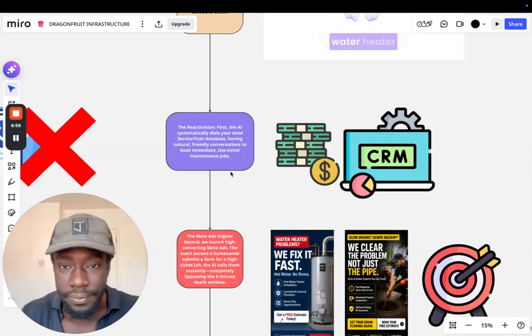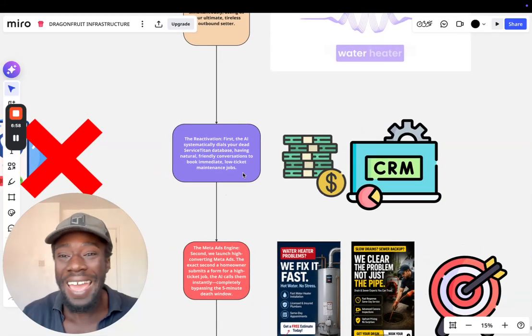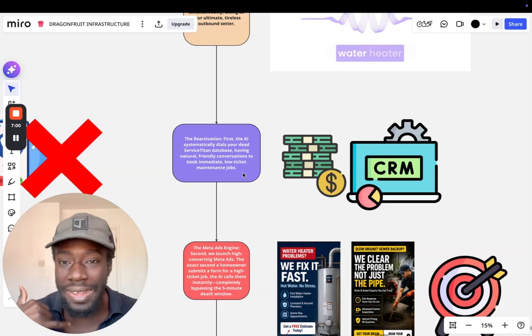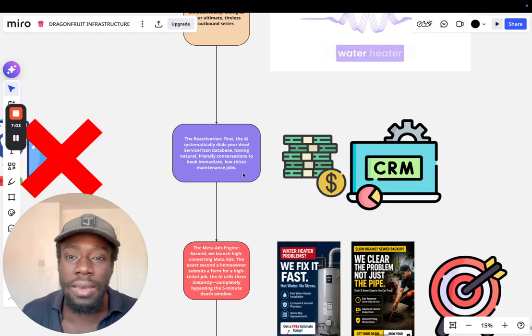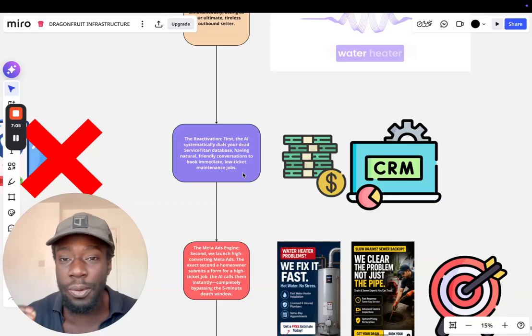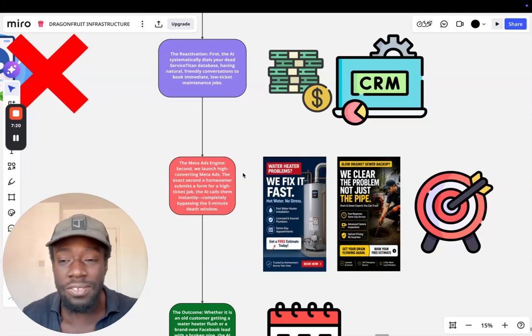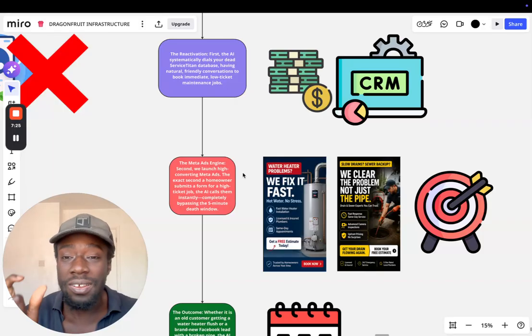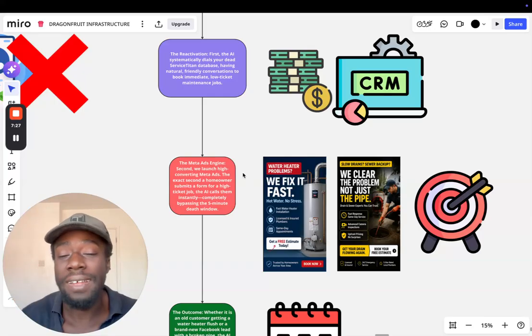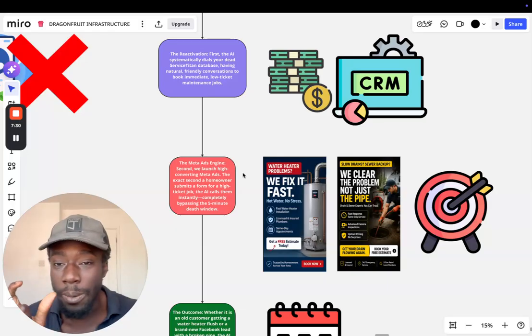And on top of that, the reactivation. First, the AI systematically dials your dead ServiceTitan database, having natural friendly conversations to book immediate low ticket jobs, right? Or maintenance jobs, which is going to be very helpful to try and upsell them later, which is what you can do with the meta ads campaigns, which is what we recommend. We recommend using meta ads and not Google PPC or anything else, because you can use direct targeted local ads to get these high ticket jobs.